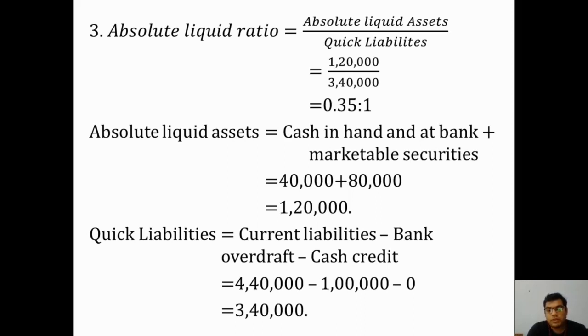Quick liabilities we have already calculated, that is current liabilities minus bank overdraft minus cash credit, so the value will be 3,40,000. So the same thing we put in this formula, that is absolute liquid assets divided by quick liabilities: 1,20,000 divided by 3,40,000. So the answer will be 0.35 is to 1.